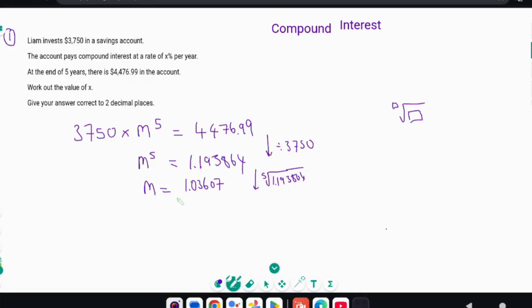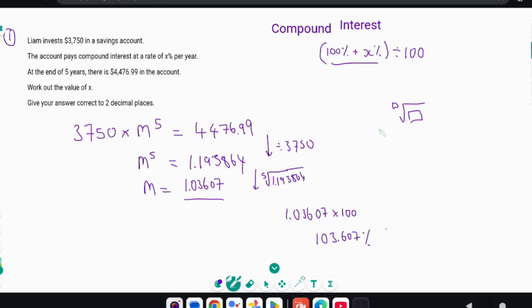What's our percentage? So usually when we find a multiplier, it's the 100% plus the percentage. And then we divide that by 100 to change it into a decimal. So we kind of need to reverse all of that really. So let's times this by 100 first. So that would give us 103.607%.